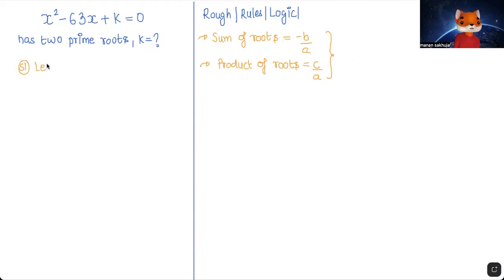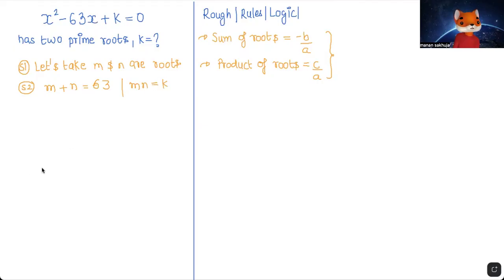Now students, let's take m and n as roots. And obviously m and n are prime, it's given. What can I say? That the sum of roots, m plus n, will be equal to negative of negative 63. That becomes 63. And the product of roots will be equal to k.